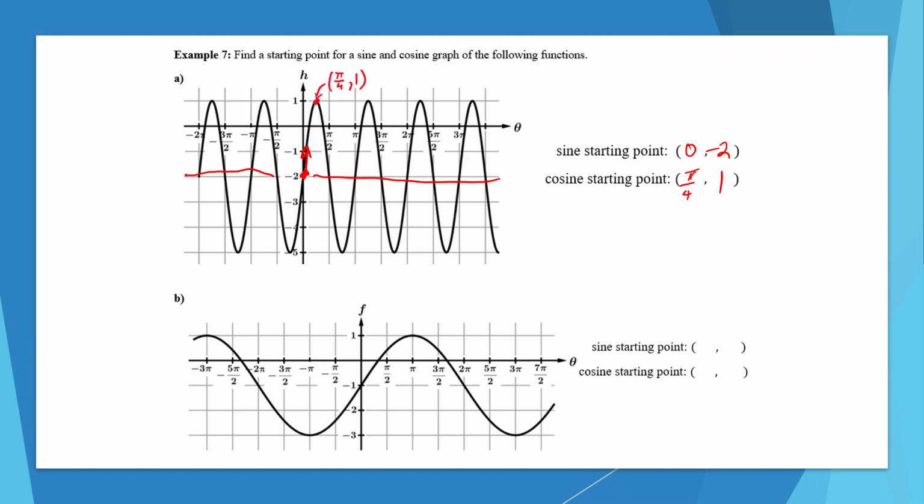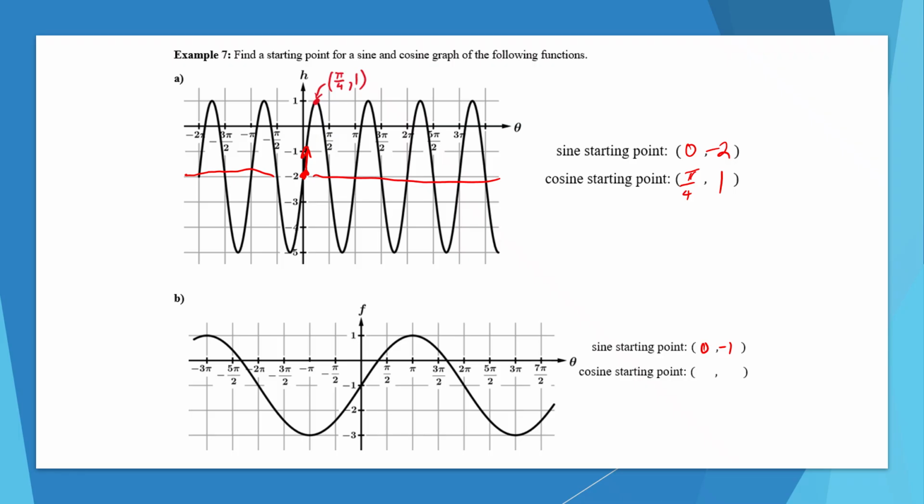Our sine starting point here for b is going to be at the midline going up. So here we should have 0, -1. Now take note, 2 pi comma -1 would not be a sine starting point because it's at the midline going down, not going up. So this would not even be in contention.